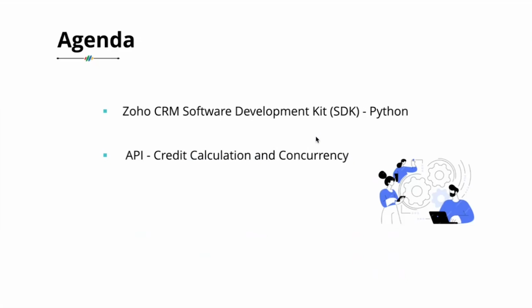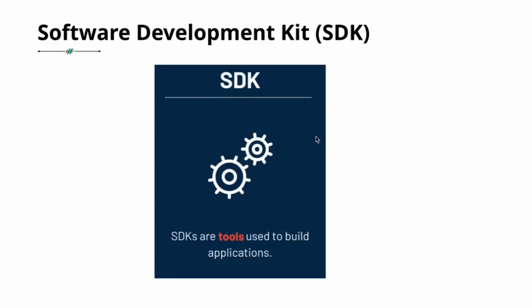So the first one will be Python SDK. We'll be discussing the Python SDK in length, and then we'll move on to the API credits, how credits are calculated, how concurrency is applied for different APIs. Now, coming to the first one, SDK.